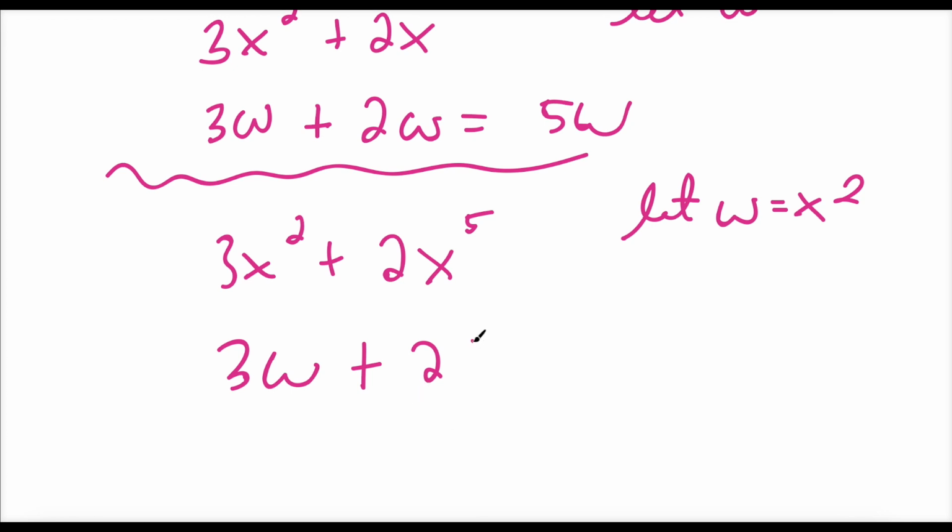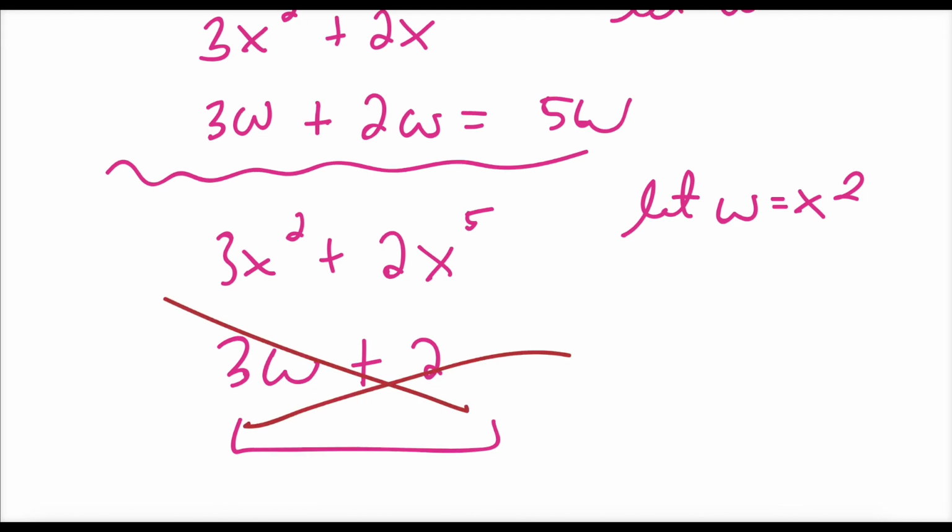Why can't you do it? Why can't they put a w there? Because x to the fifth is not x squared. Yeah. You see? That tells me right there I can't add these. It's not like 3 apples plus 2 apples. It's 3 something plus 2 something else. But you can multiply them.